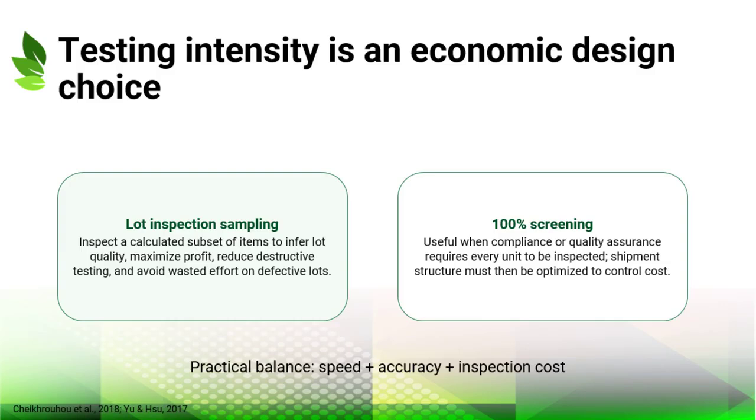In other situations, 100% screening may be necessary, especially when compliance, warranty standards, or quality assurance require every unit to be inspected. Then the shipment structure and transport plan must be optimized to control cost. The practical balance is speed, accuracy, and inspection expense. Good triage does not mean testing everything. It means testing enough to make reliable decisions. Managers must choose deliberately.